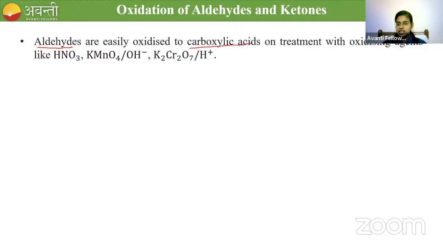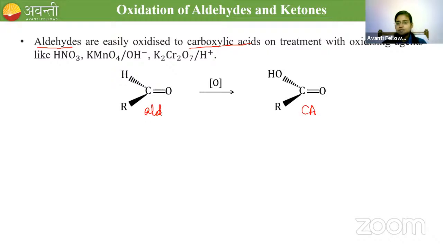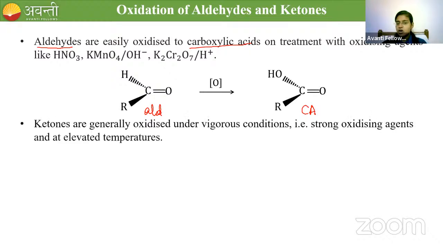These are the oxidizing agents. So take an aldehyde, use one of the oxidizing agents given, and you will end up with carboxylic acid. RCOOH is called carboxylic acid. So what about ketones? Ketones are also oxidized, but generally under vigorous conditions. Vigorous means a strong oxidizing agent should be used and the temperature should be very, very high. At elevated temperature and with a strong oxidizing agent, ketones can be oxidized.